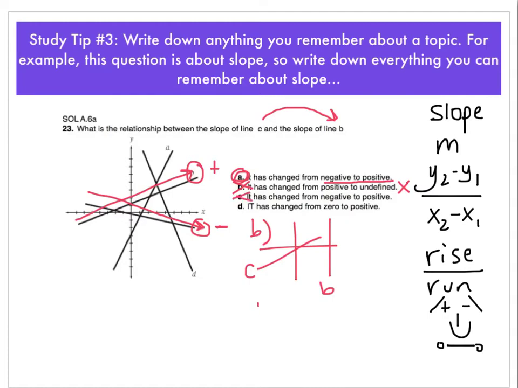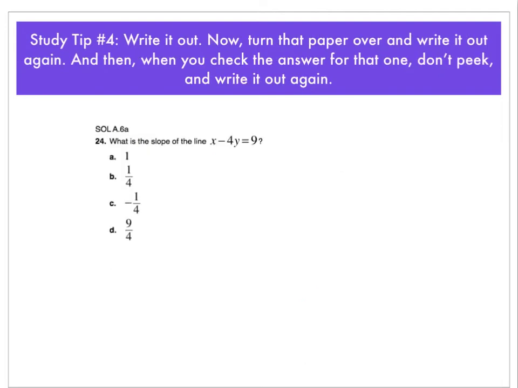Change from 0 to positive. Well, D would be as if it was a 0 slope to positive. So that would be like this is C and this one is B. Okay, so we know that's not it either. Okay, good. 2 more and we're done with this video.